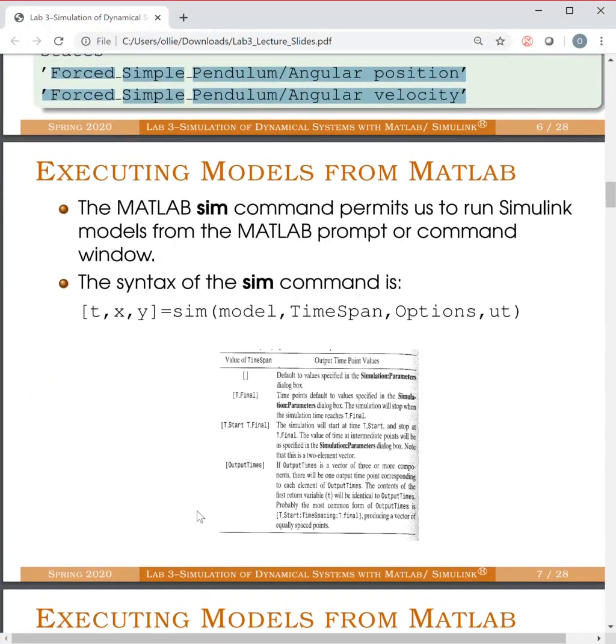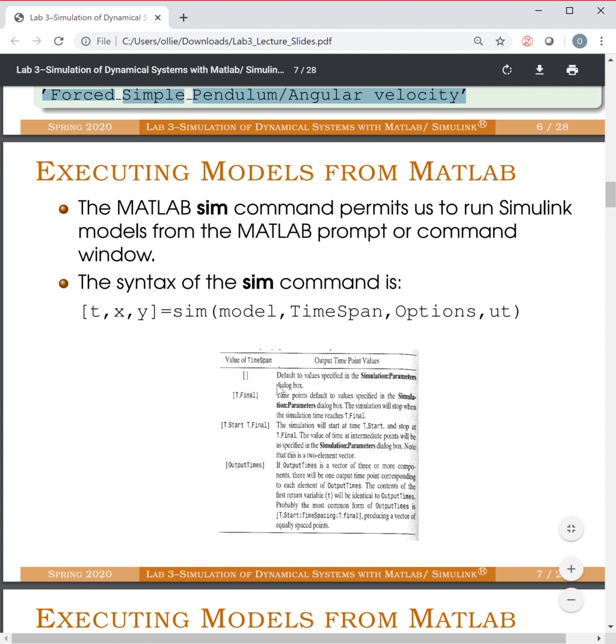Moving on to slide 7. Now we know how to get information about a Simulink model, but we can also run Simulink files from a MATLAB script or from a command window. To do this, we use the sim function. All we need to do is input the model name, the simulation time, and any options we want to run with. Here, look at this table here.